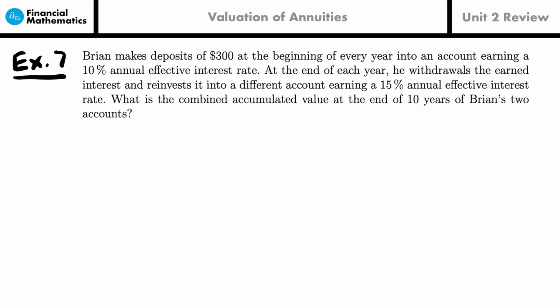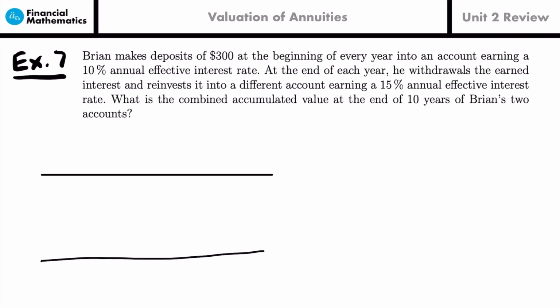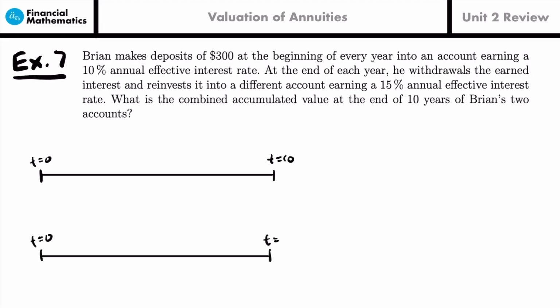So that makes things simple from a timeline perspective. Let's draw two timelines here that both include a period of 10 years. So this will be time equals 0, and this is time equals 10, and this will be time equals 0, and this will be time equals 10. This is going to be account 1, and this is going to be account 2. Now, in between there, we will have time 1, 2, 3, 4, 5, 6, 7, 8, and 9. So I'll do that down here as well. We'll have 1, 2, 3, 4, 5, 6, 7, 8, 9.